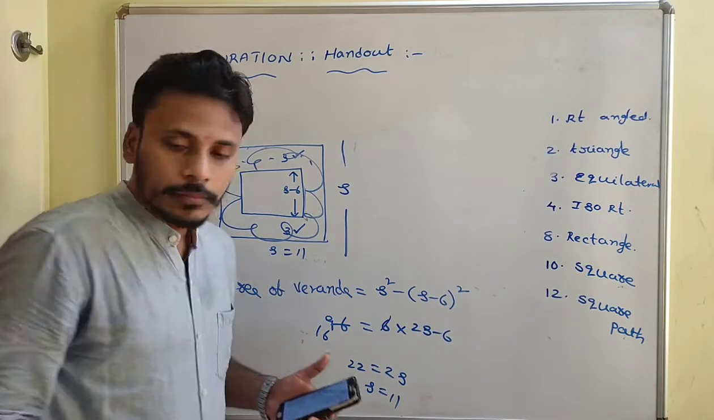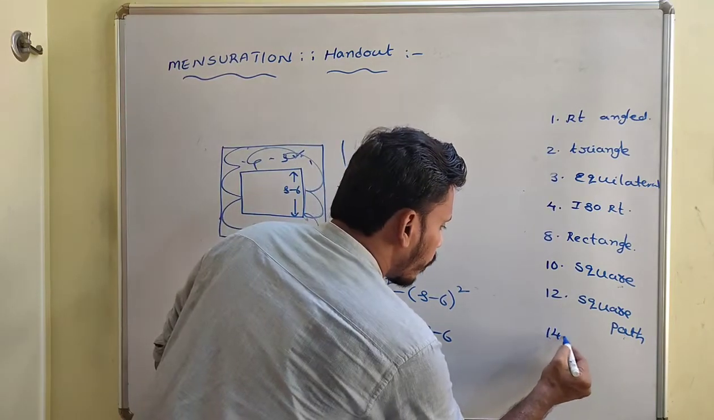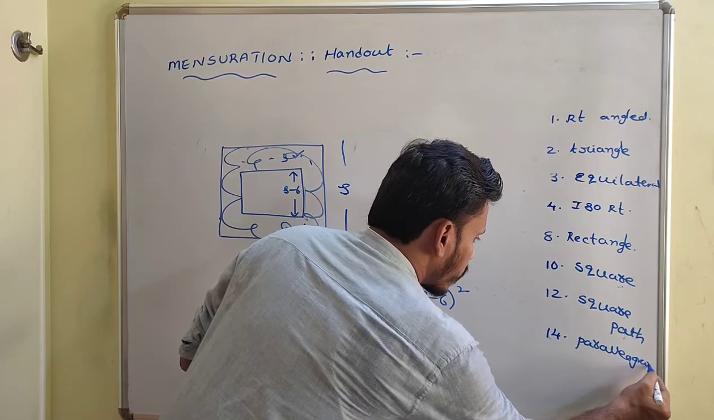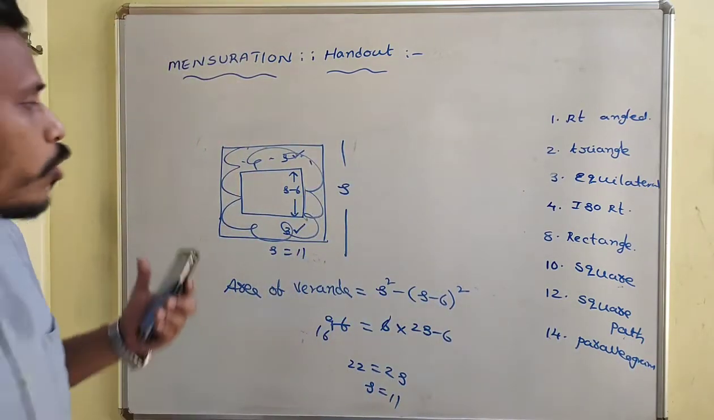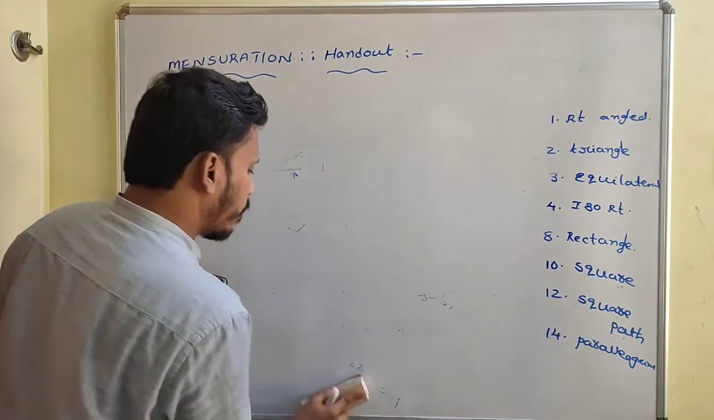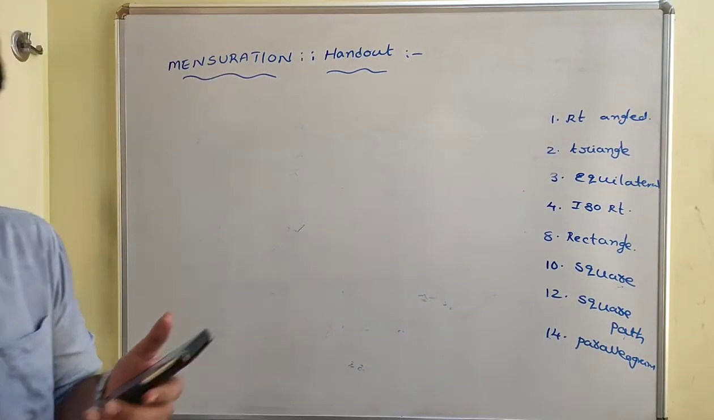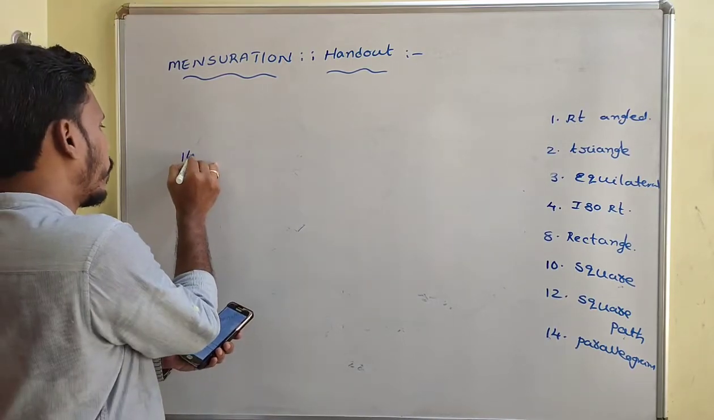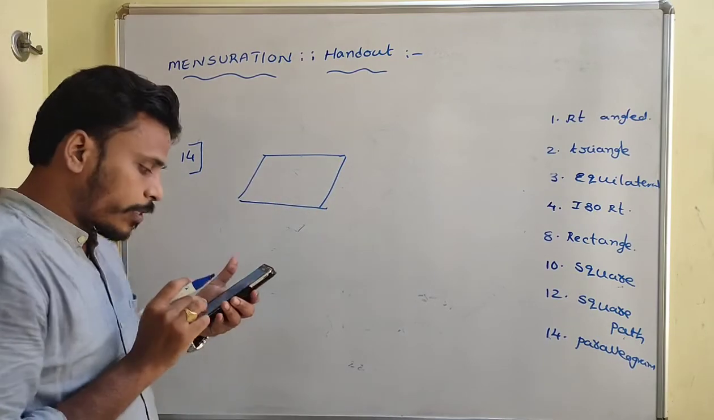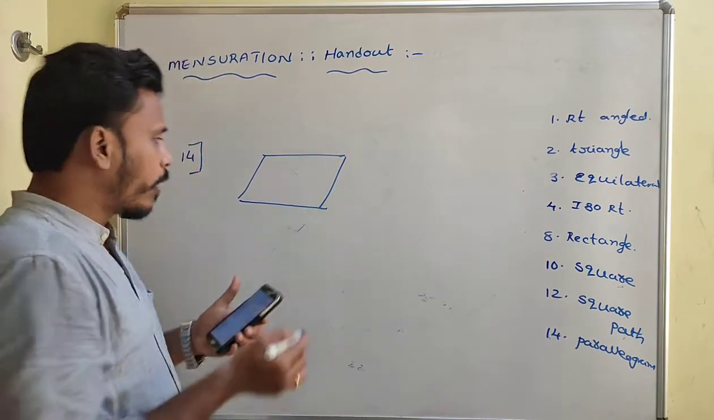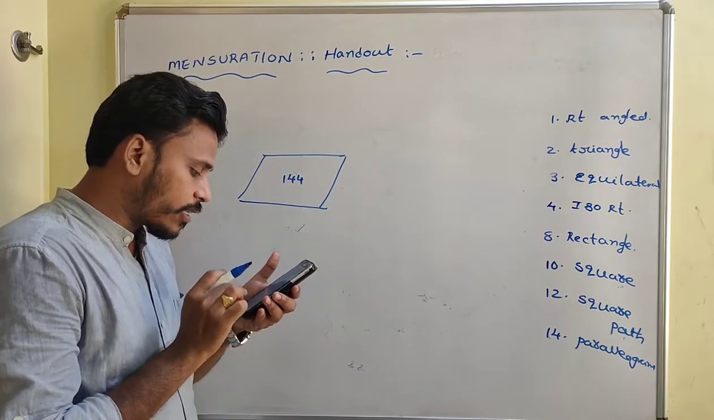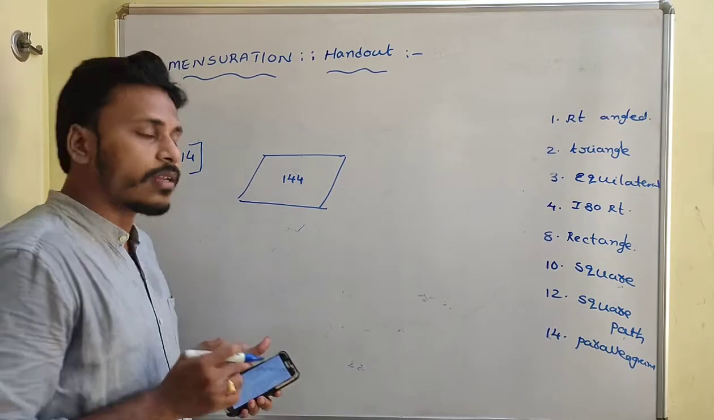So that's the problem related to the square veranda. Okay, right. Then the 14th problem is related to the parallelogram. Already we discussed different formulas related to the parallelogram. See, what is the area to find the parallelogram? First of all, you just look at the question as per the 14th problem. For the parallelogram, the area is given as 144, and the distances between the sides are given as 12 centimeters and 16 centimeters.